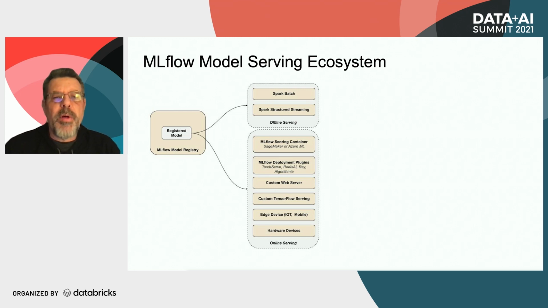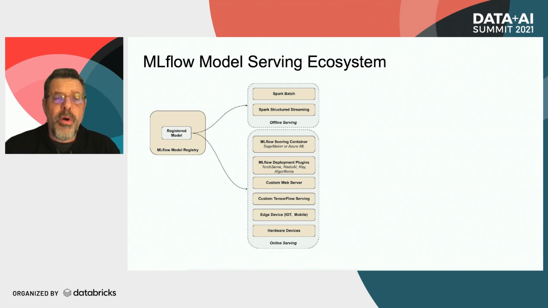We start off with the MLflow scoring container. That's a Docker container, made for either SageMaker or Azure ML or just a plain Docker container. Then MLflow has a deployment plugin API, essentially an extension point, so you can implement your own targets. And currently there are 4 deployment targets: TorchServe, Redis AI, the Ray framework, and Algorithmia.